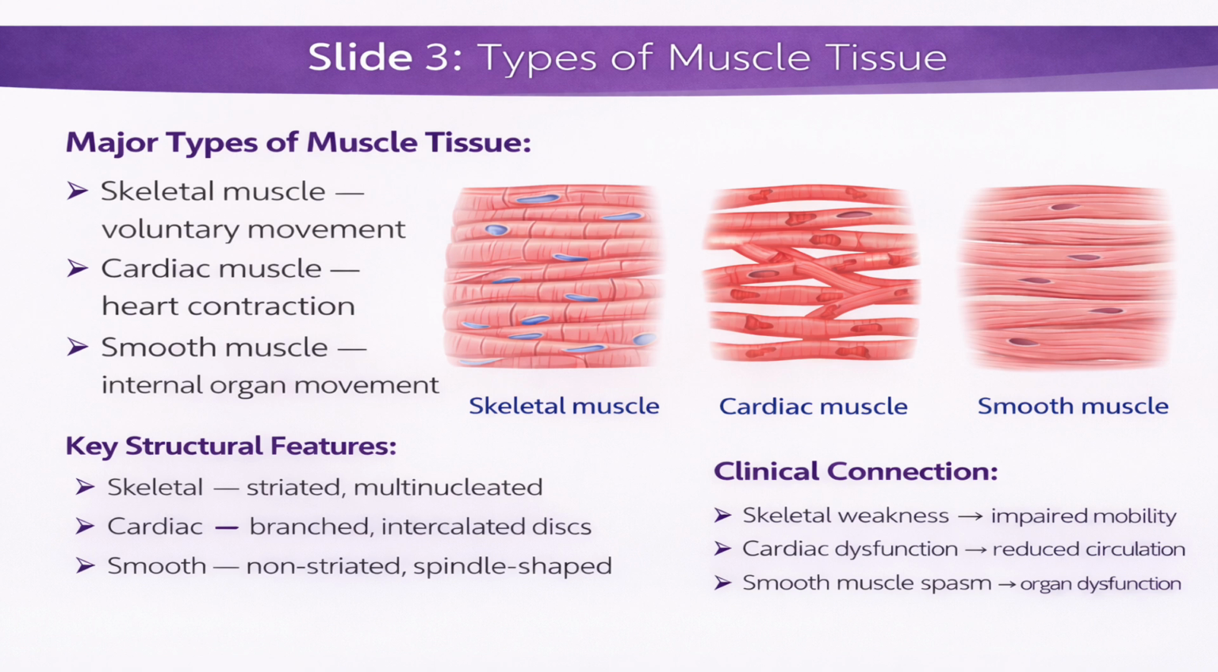From a clinical perspective, dysfunction in any muscle tissue type may significantly affect patient health. Skeletal muscle weakness may impair mobility, cardiac muscle abnormalities may reduce cardiac output, and smooth muscle dysfunction may disrupt normal organ function. For NCLEX style application, learners should recognize that identifying the affected muscle tissue type helps guide clinical assessment, monitoring, and appropriate intervention.